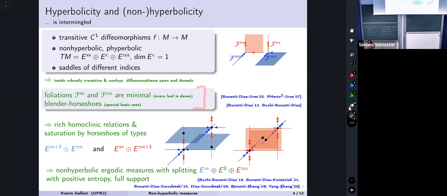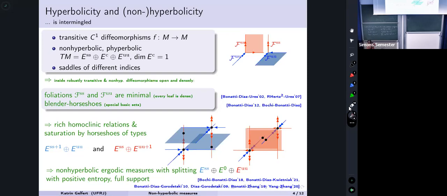The first one is that there always exist, by partial hyperbolicity, the strong stable and the strong unstable foliation tangent to the stable and unstable bundle. But we require that these foliations each are minimal. So each leaf is dense in the manifold. And the second hypothesis, which is a key hypothesis for our approaches, is the existence of planar horseshoes. I will give a picture later, but these are just very special basic sets.